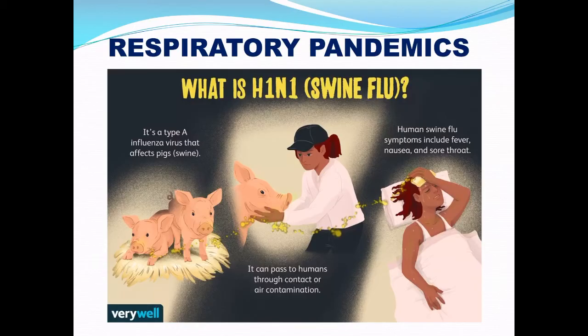Now let's proceed to respiratory pandemics. So we have here your H1N1 or the swine flu. It is a type A influenza virus that affects pigs or the swine. It can pass to humans through contact or air contamination. Human swine flu symptoms include fever, nausea, and sore throat.